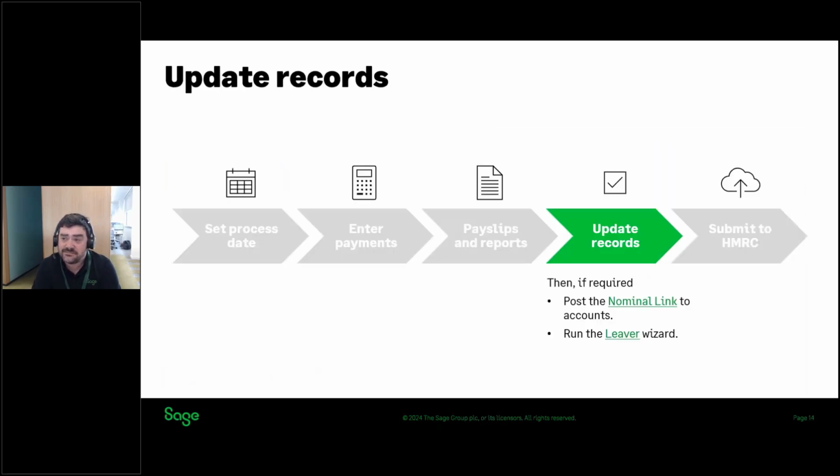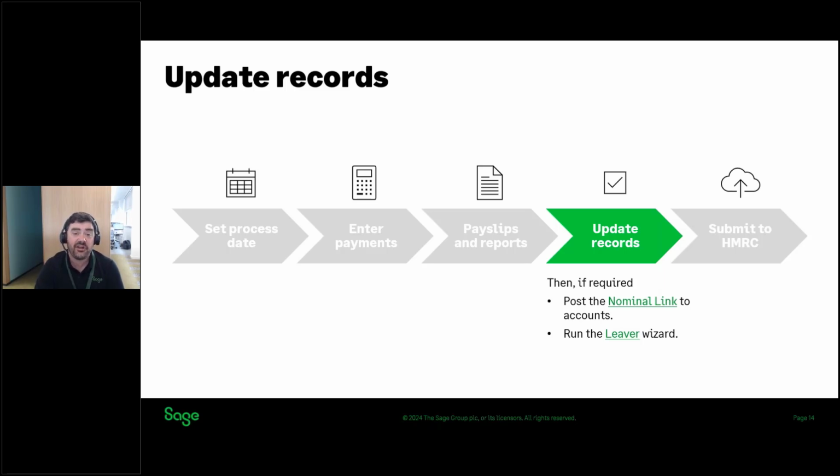So up next, now that we've produced our payslips and reports, if you're happy with the information on those reports, is to update the records. Now what this step does is it completes payroll for that period and it adds the current period values into the year to dates, creating a historical entry in the employee record. So it wouldn't be possible to make changes to these payment values once you've updated records, unless you were to restore a backup or use the rollback wizard.